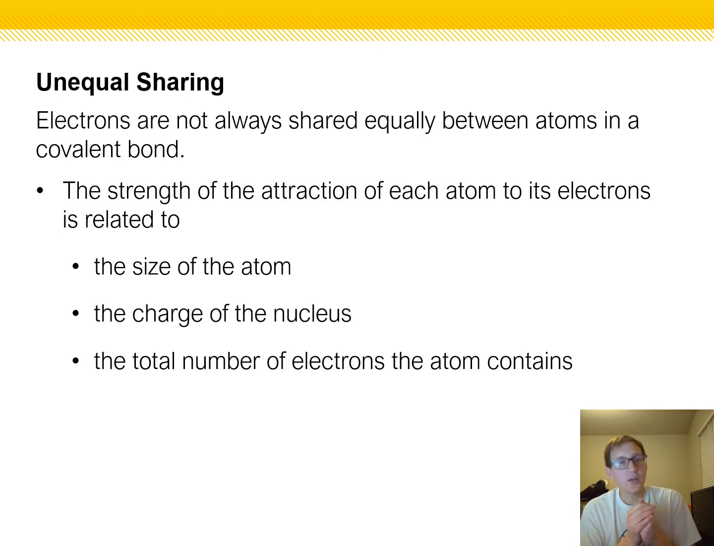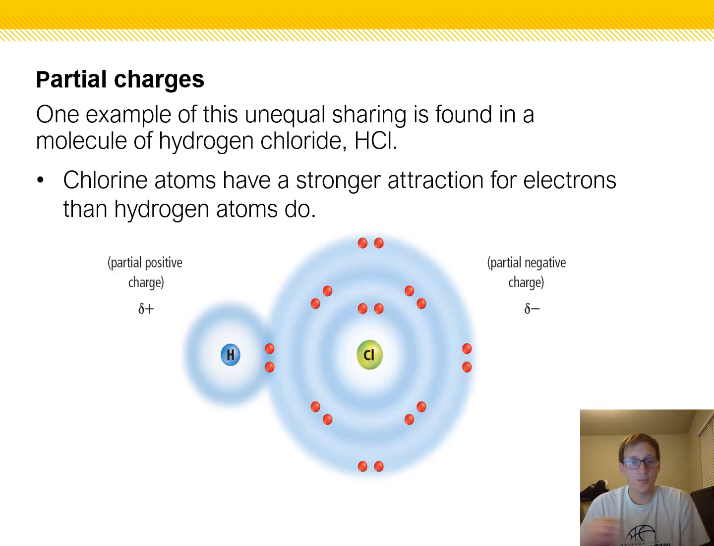Okay, and so unequal sharing, like I said, electrons are not always shared equally between atoms in a covalent bond. The strength of the attraction of each of these atoms is related to the size of the atom, the charge of the nucleus, and the total number of electrons the atom contains. Okay, so all three of those can affect this unequal sharing. So what this results in is positively or negatively partially charged molecules.